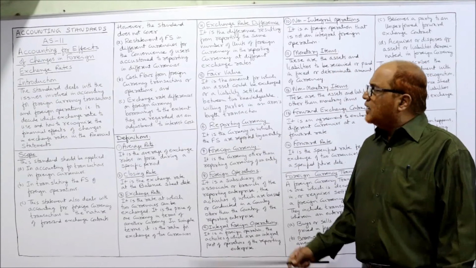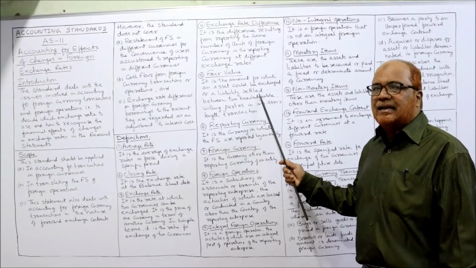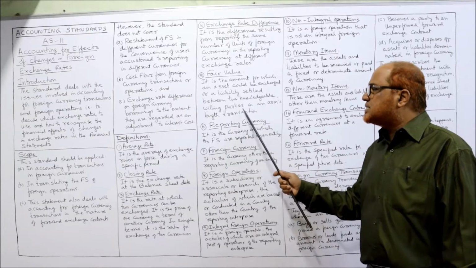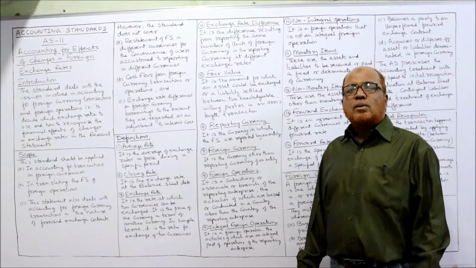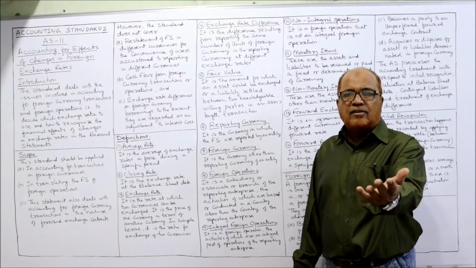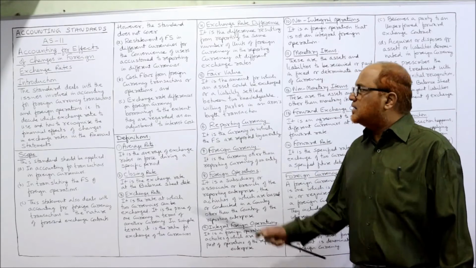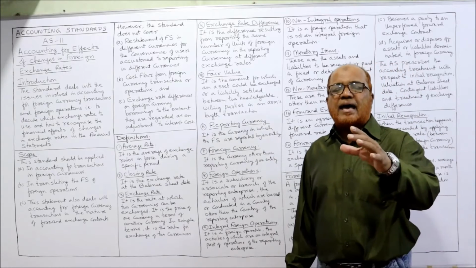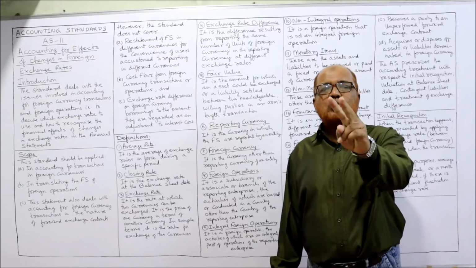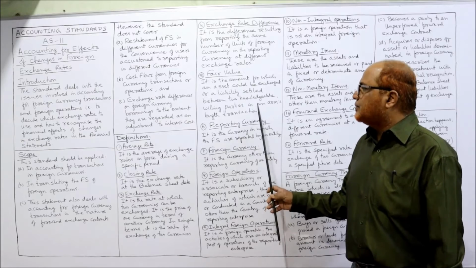Fair value. It is the amount for which an asset could be exchanged or a liability settled between two knowledgeable, willing parties in an arm's length transaction. So an arm's length transaction is one conducted at open market terms. In an arm's length transaction, it is the amount for which the asset will be exchanged or a liability will be settled between two knowledgeable persons willing to enter into a contract.